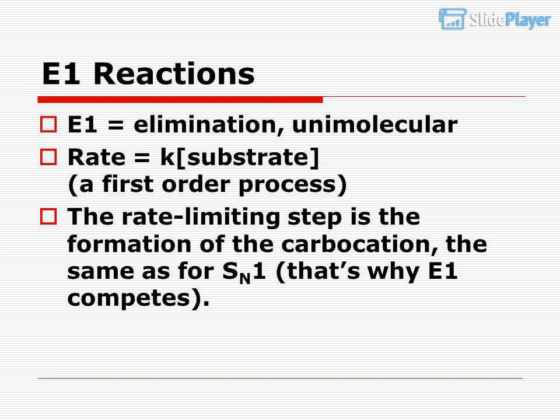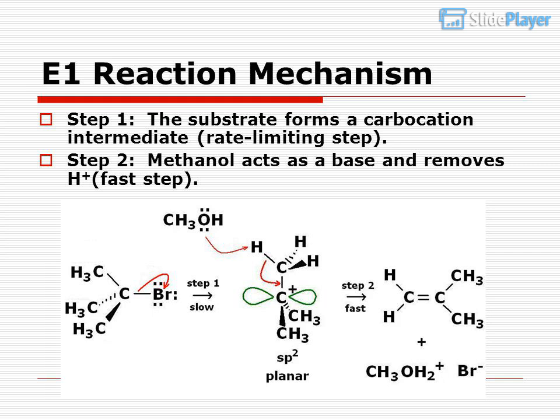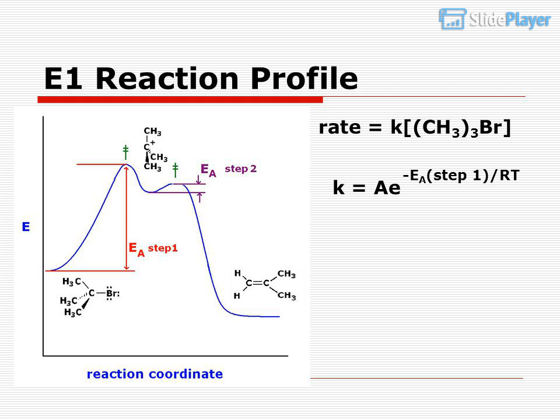E1 reactions. E1 equals elimination, unimolecular. Rate equals k[substrate], a first-order process. The rate-limiting step is the formation of the carbocation, the same as for SN1, which is why E1 competes. E1 reaction mechanism. Step 1, the substrate forms a carbocation intermediate, the rate-limiting step. Step 2, methanol acts as a base and removes H+. This is a fast step. E1 reaction profile: rate equals k[(CH3)3CBr], k equals Ae^(-Ea/RT), from step 1.